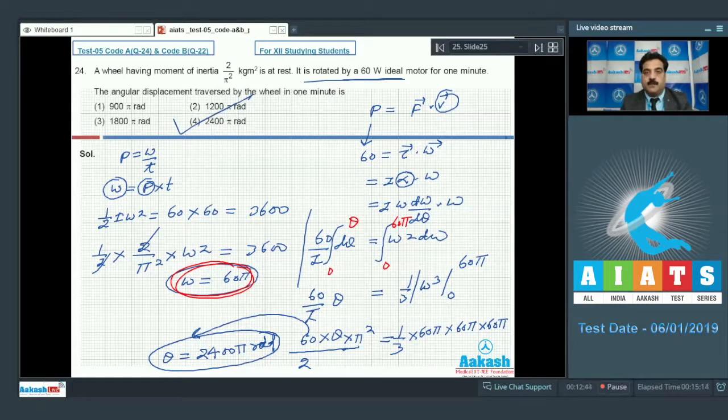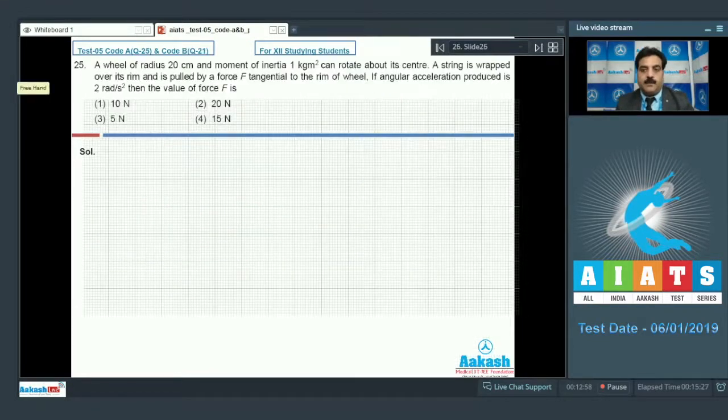So let's move on to question number 25. In question number 25, a wheel of radius 20 centimeter and moment of inertia 1 kg meter square can rotate about its center. A string is wrapped over its rim and pulled by a force F tangentially, just like this. If the angular acceleration produced is 2 radian per second square, then find the value of the force.